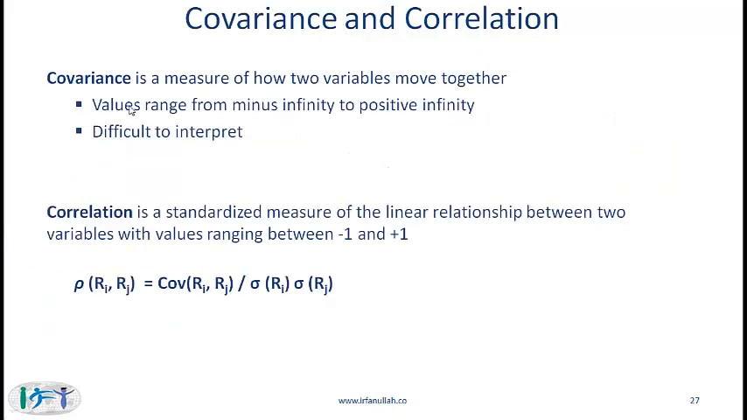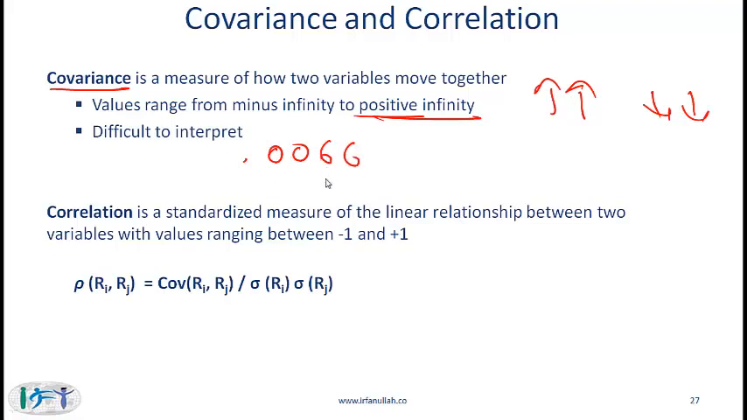So to summarize what we've talked about, covariance is a measure of how two variables move together. The value will range from minus infinity to positive infinity. We'll have positive numbers if the variables move up together and then down together. The covariance will be negative if the two variables tend to move in opposite directions. The main issue with this measure is that it is difficult to interpret. So on the previous slide, where we came up with a number of 0.0066, it is hard to say whether the covariance is strongly positive or not.